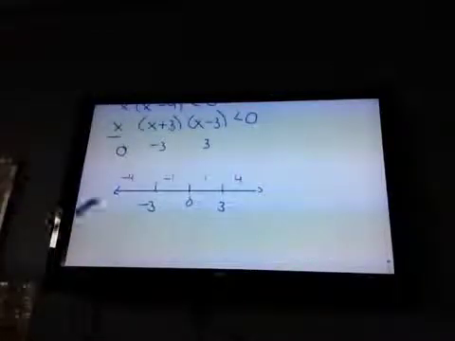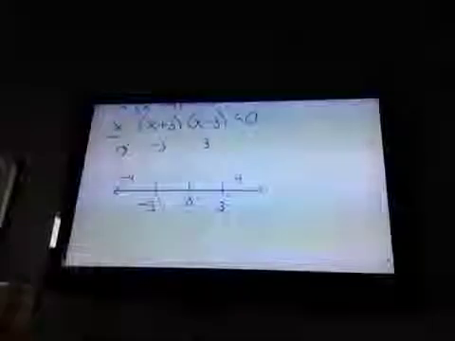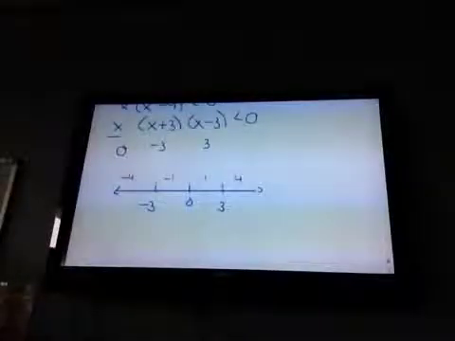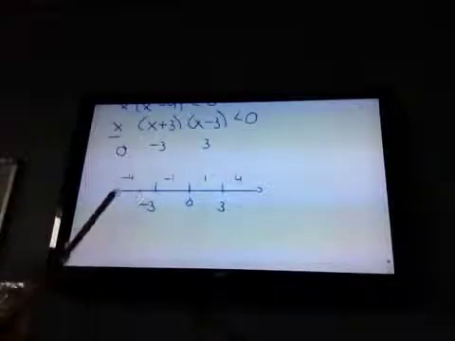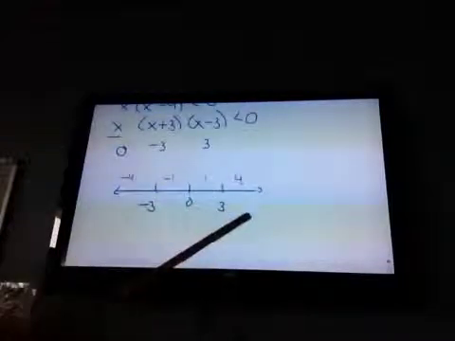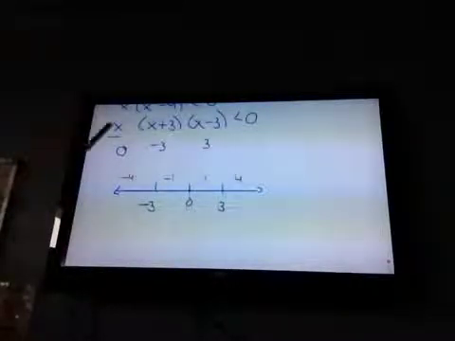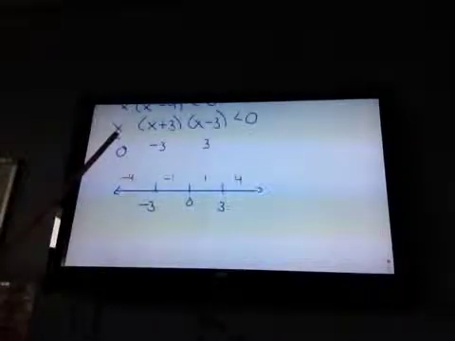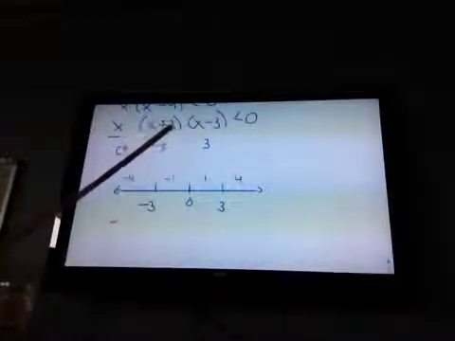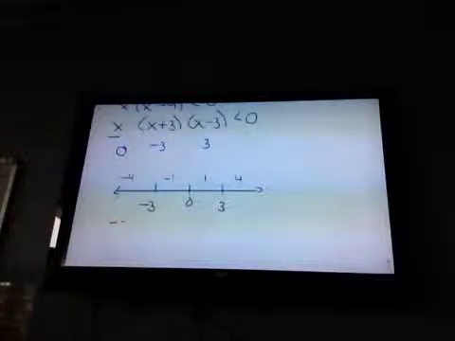Okay, so we put our testing numbers in. Again, it doesn't matter what testing numbers you pick, as long as they are numbers within that piece of the number line. Because the number doesn't matter, it's the sign that we get. So I plug in negative 4. Negative 4 for x is negative. Negative 4 plus 3, negative. Negative 4 minus 3, negative. Negative, negative, negative is negative.